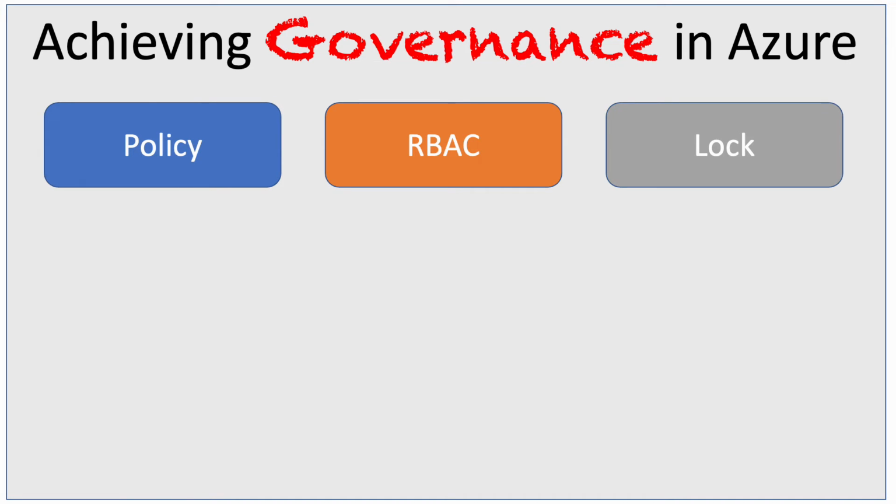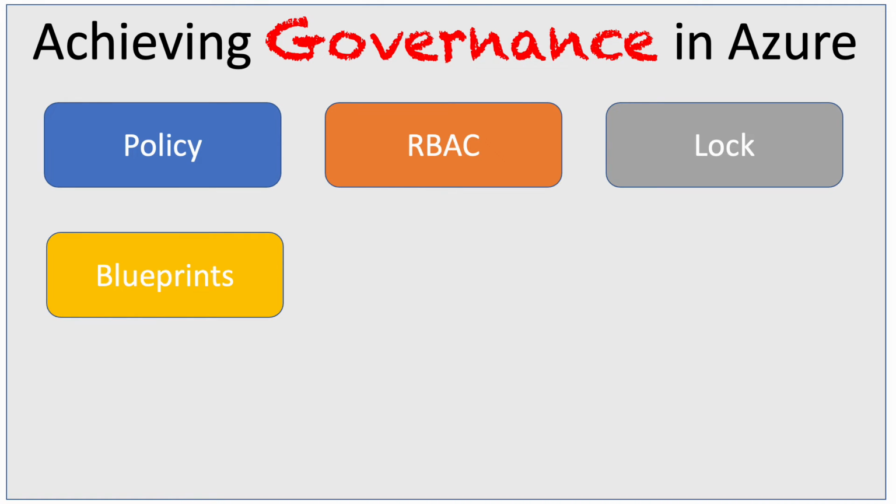The next piece is locks. Locks are very important. We can create locks at subscriptions, resource groups, and at the resource level. Locks are a way to put immutable items within the Azure environment, to make sure they don't get deleted or accidentally deleted, or in any way removed. So that's an important way for us to achieve governance.